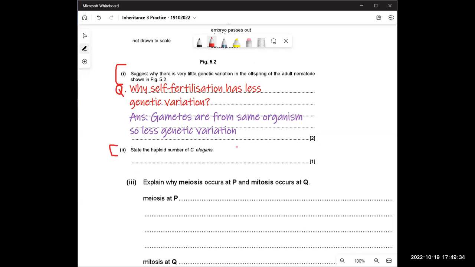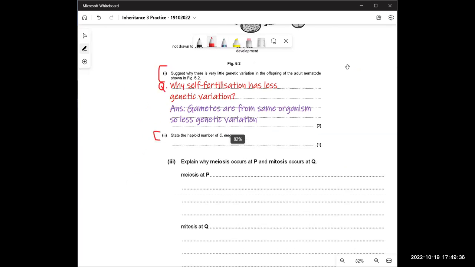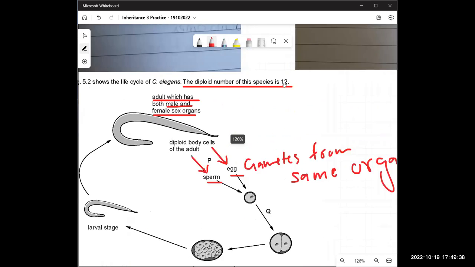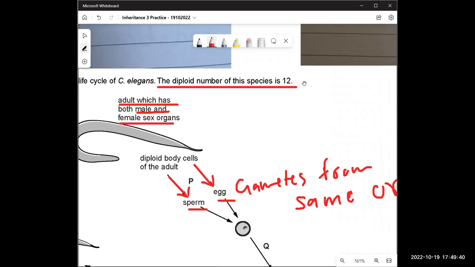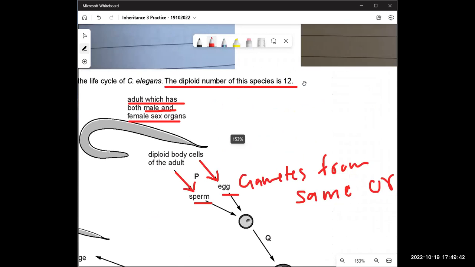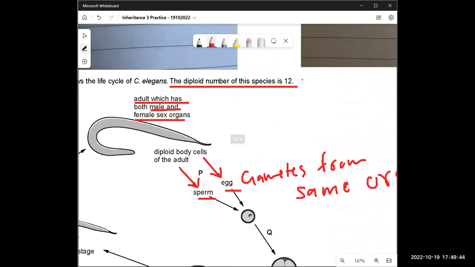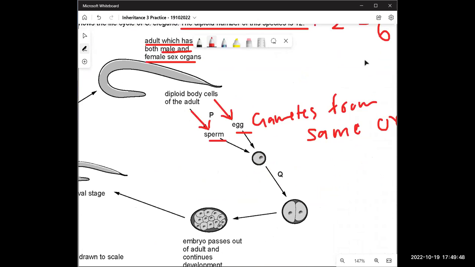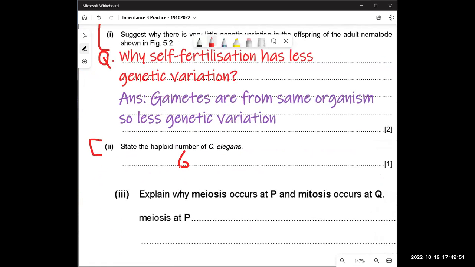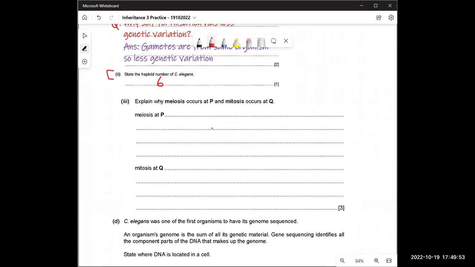State the haploid number of C. elegans. You have diploid is 12. So what is haploid? No, diploid is 12. So what is half of 12? 6. Any questions? No, so.